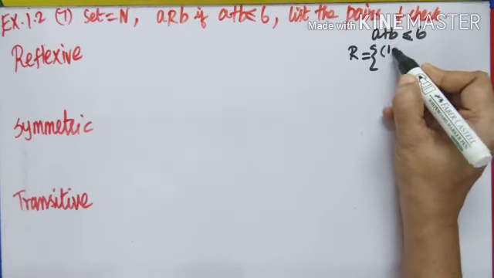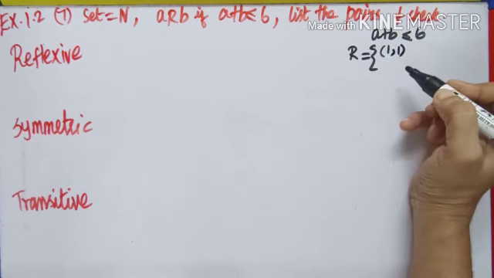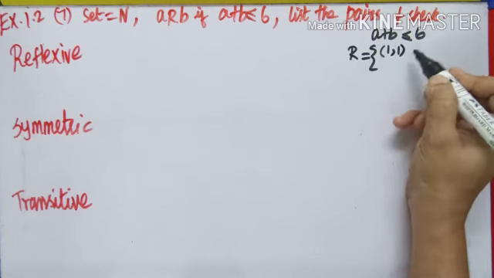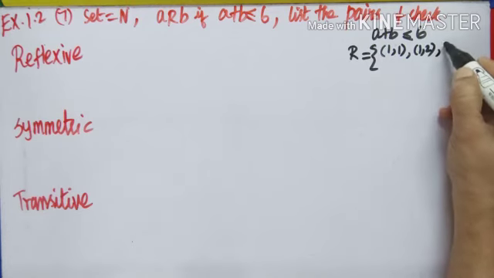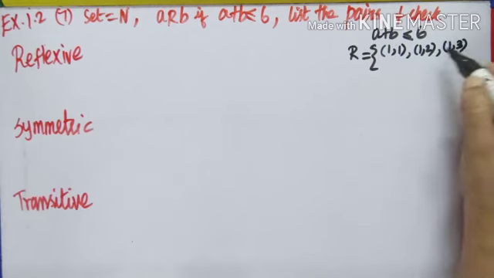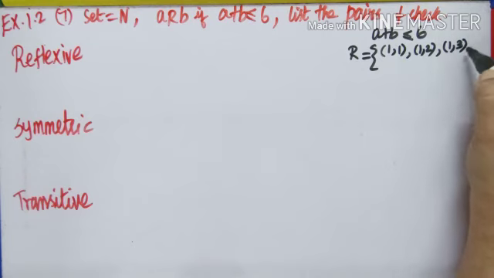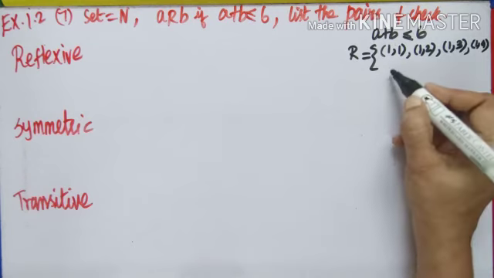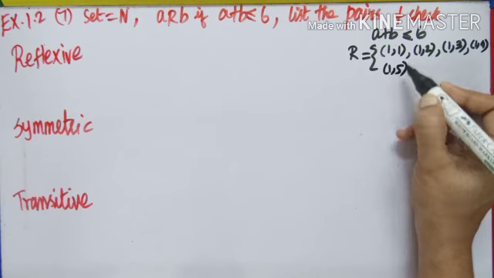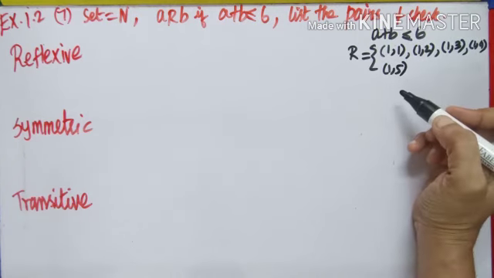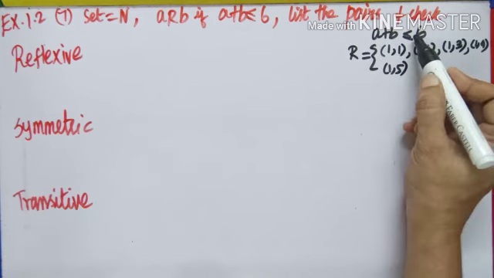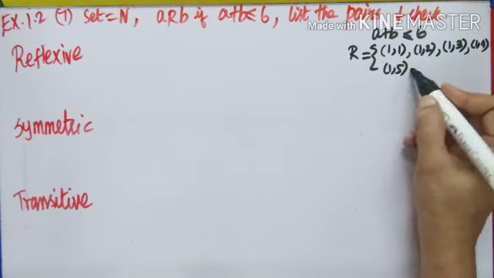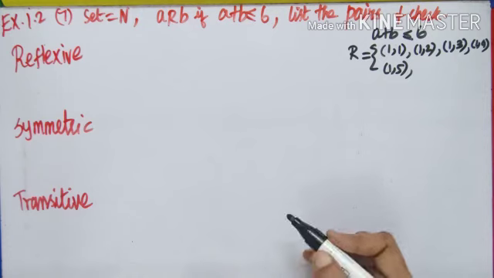So I will say 1, 1. 1 plus 1 is below 6. 1, 2. 1 plus 2 is below 6. 1, 3. 1 plus 3, 4, below 6. Same way, tell me 1, 4. 1, 5 also will come. 1, 6, can I say? 1 plus 6 will give me 7. But I want below or equal to 6. So all the 1 combinations I finished.